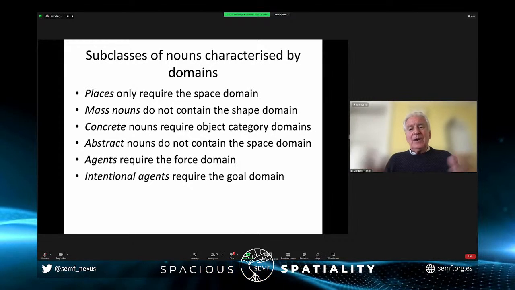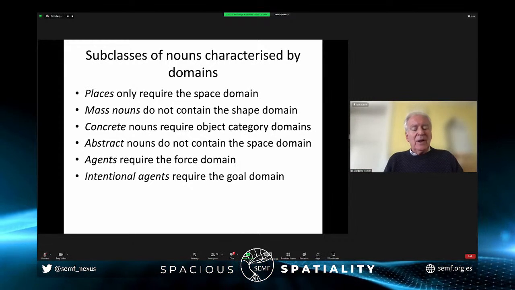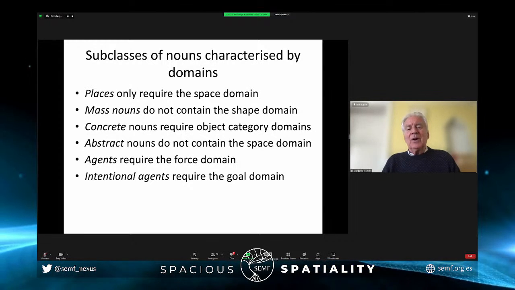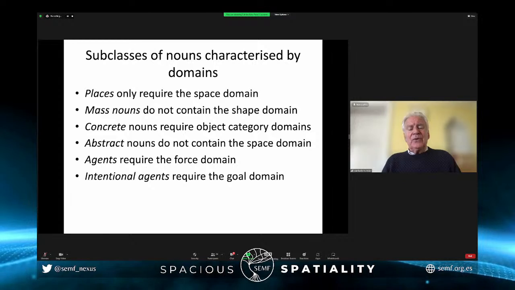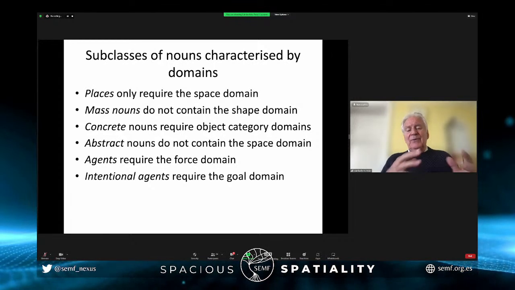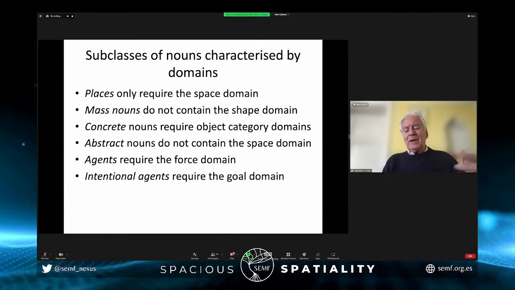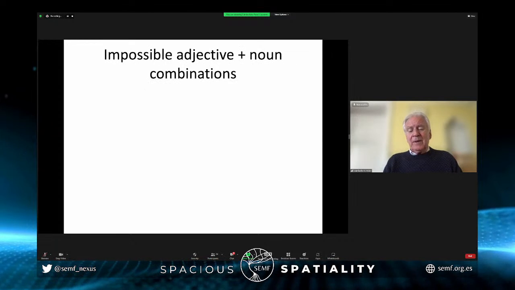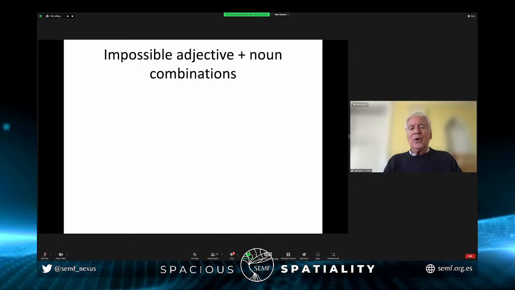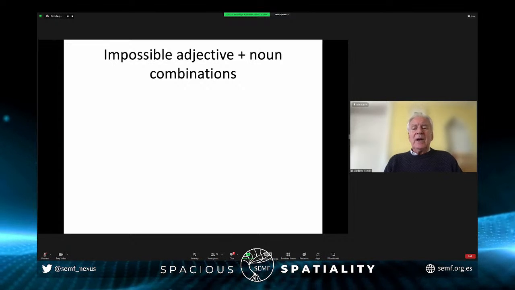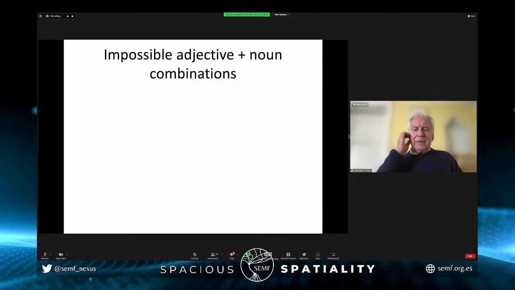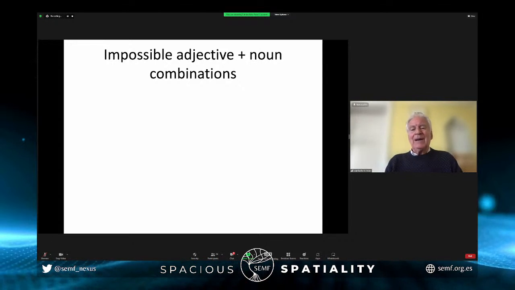I would like to develop this area in more detail and work together with linguists to get a more comprehensive theory of how different classes of nouns hang together with different structures of domain prominences. So that's one example of how you can analyze nouns. Now, actually, this domain analysis can tell you something about what you can't say in a language.